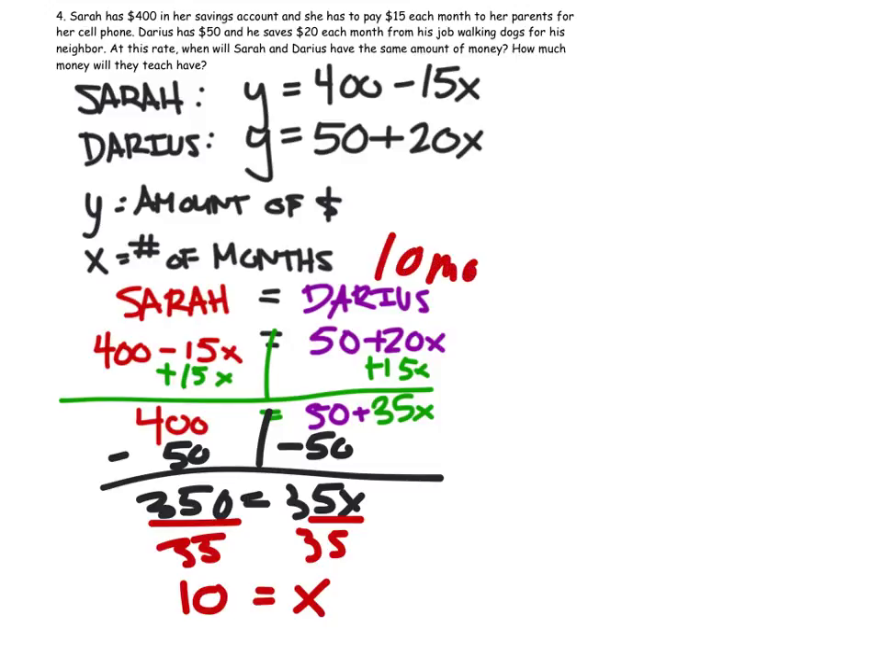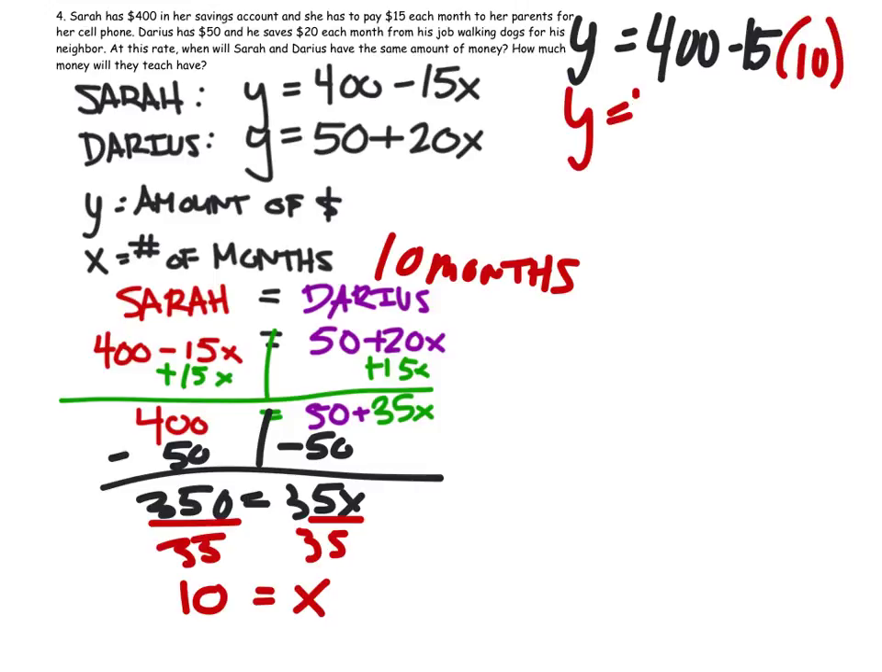They will have an equal amount of money. So we just need to solve one of the two equations to see how much they will have. We could solve both and just make sure. Let's look. Sarah, which is y, equals 400 minus 15 times the x, which is 10.